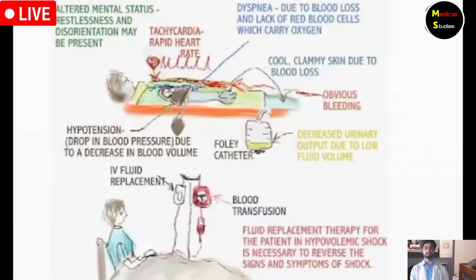So everyone just pay attention, this is important for you all. Clinical picture of a patient in hypovolemic shock. When there is a hypovolemic shock condition, how we keep the patient, everything we discuss in this slide.